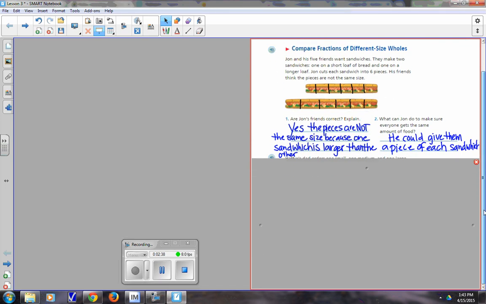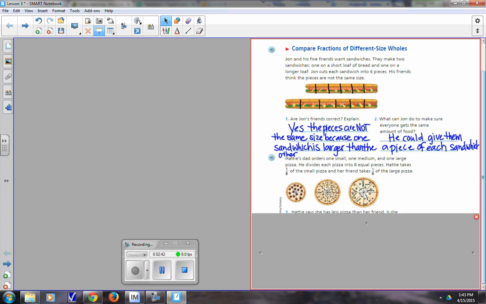Let's talk about pizza, because that's our favorite thing to talk about. Hattie's dad orders 1 small, 1 medium, and 1 large pizza. He divides each pizza into 8 equal slices. So Hattie takes 1/8 of the small pizza, so she took 1 piece from the small. And her friend takes 1/8 of the large.